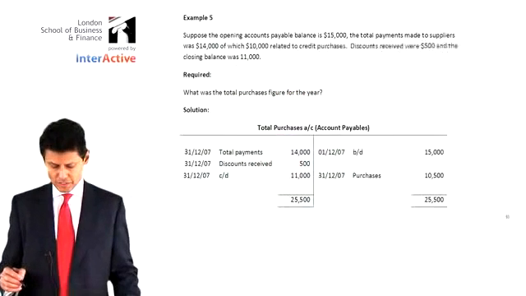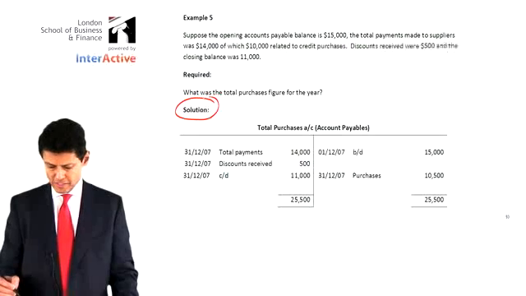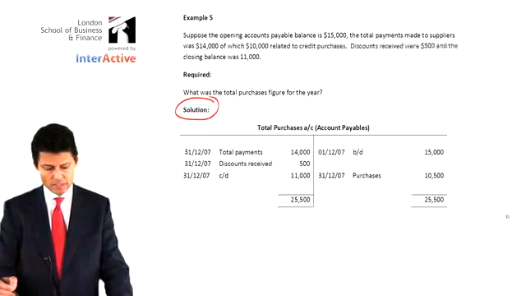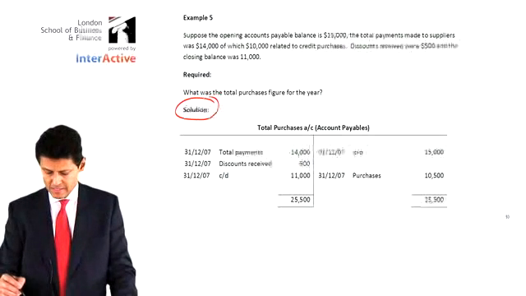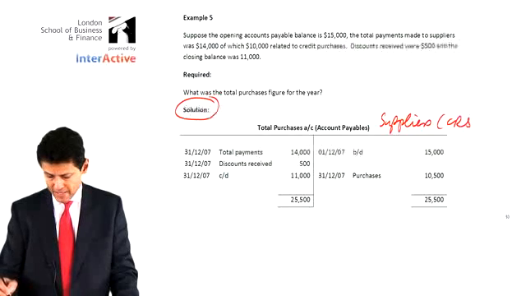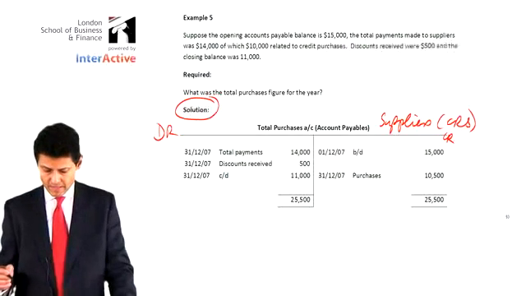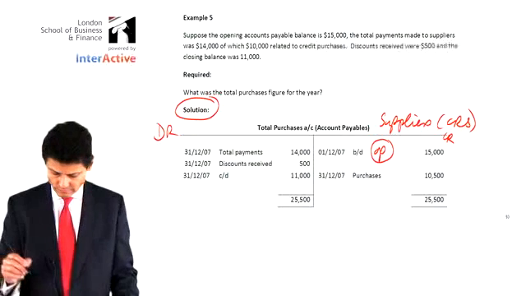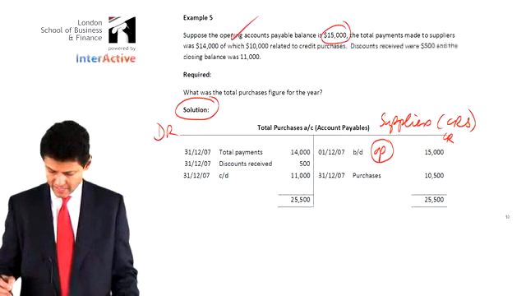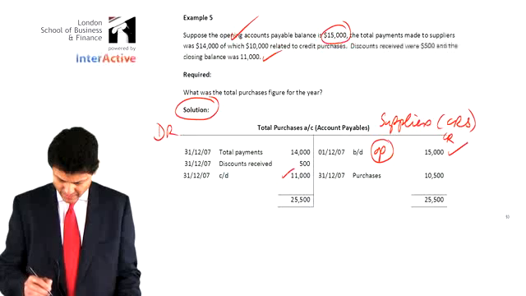In example 5, looking at the solution then to example number 5, here is the solution. The total purchases account or accounts payable, whatever style you want to use. These are suppliers. These are also known as creditors, that kind of thing. So you've got your debit on that side, you've got your credit on this side. The opening brought down, the opening is said to be 15, so that's in place. The closing was 11, so that's in place.